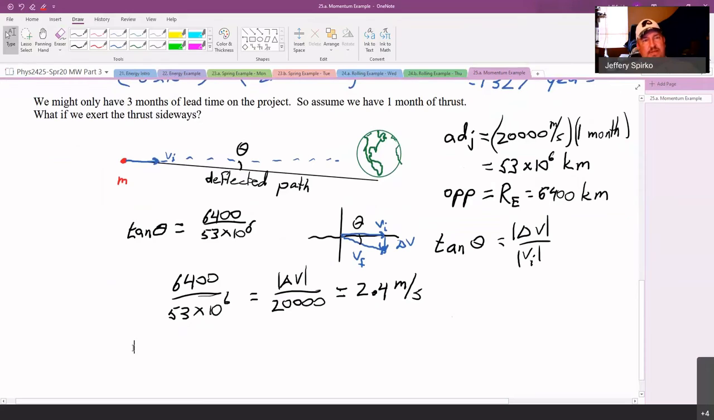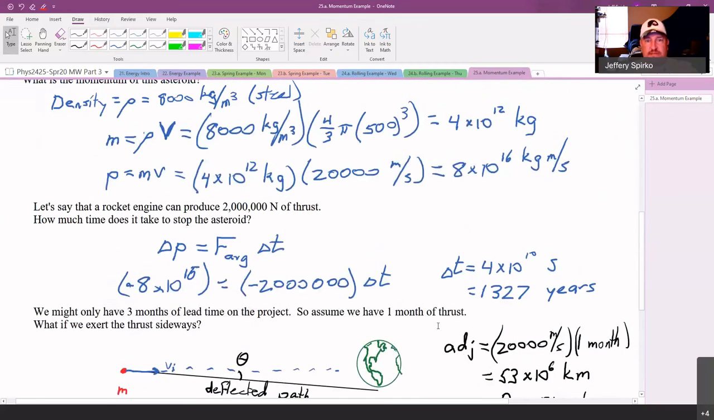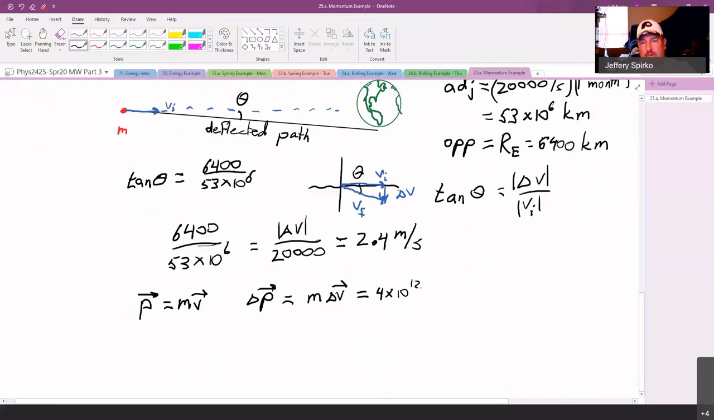Now, why do I care about that? Because if P is equal to mv, then delta P is m delta V. This is just a subtraction of two m times v values, and you can factor the m out of both of them, and you just get m times delta V. So this is my mass of my asteroid, which was 4 times 10 to the 12th kilograms times 2.4 meters per second, which is 10 times 10 to the 12th kilogram meters per second. It's like 9.6 or 9.7.